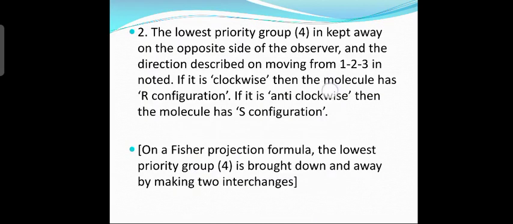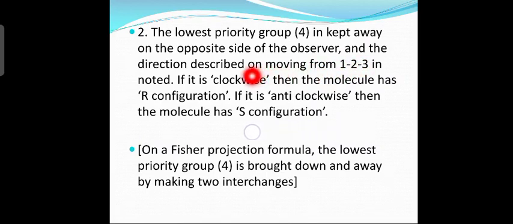Next, the lowest priority group 4 is kept away from the observer, on the opposite side of the observer. So, the fourth group you must consider as away from the observer, on the opposite side of the observer.